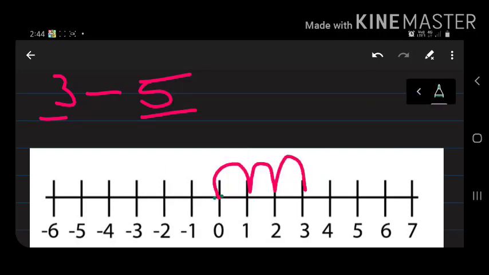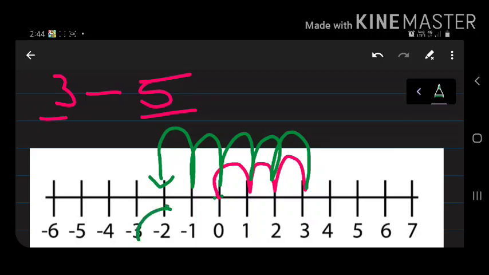Let me change the color to show it clearly. 1, 2, 3, 4, 5. So we are on negative 2 on the number line, which is the answer.